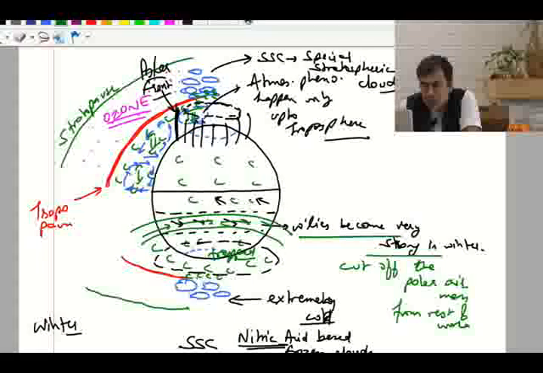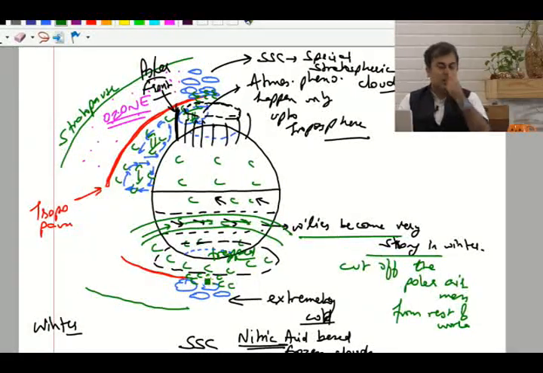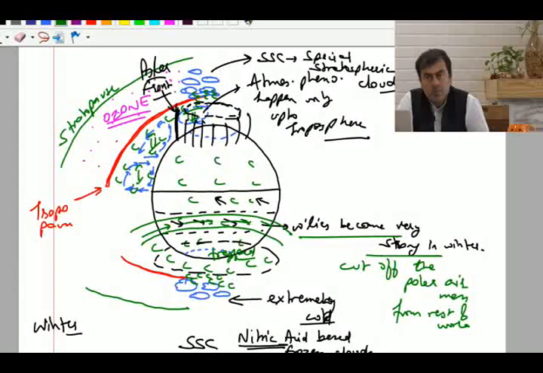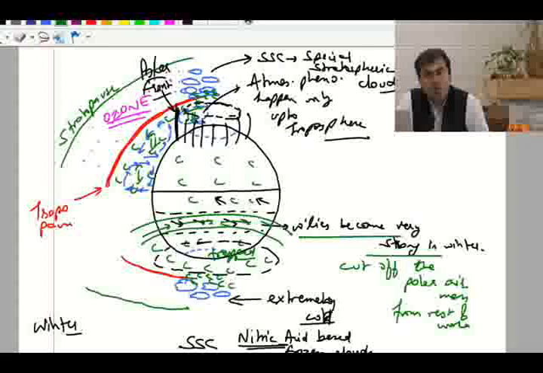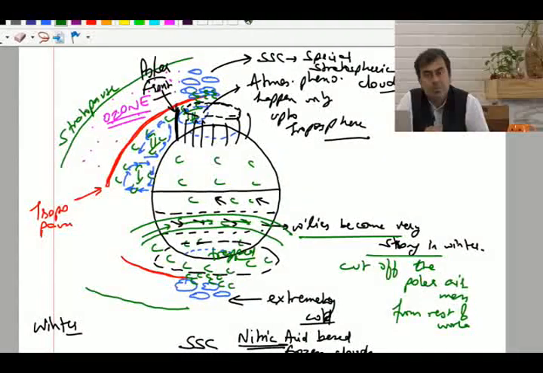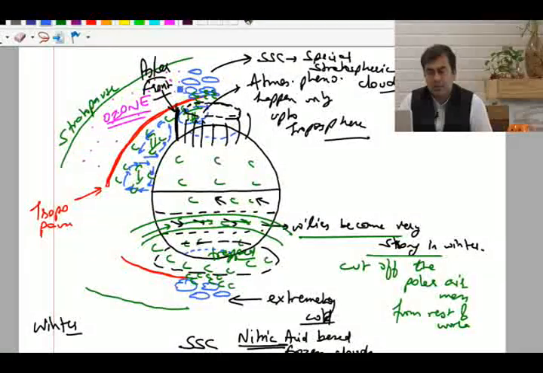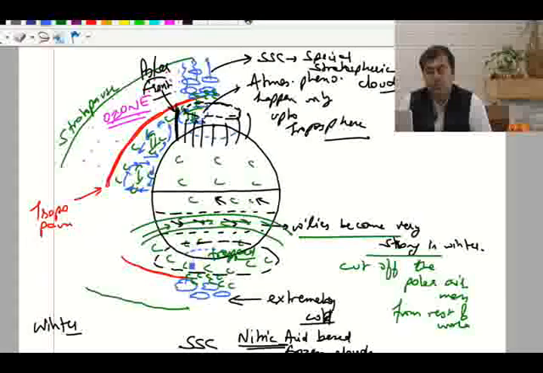On the base of these clouds during the winter, the chlorofluorocarbons will stick. When the winter is over, what will happen? Spring season will come, and these clouds will start rising because their temperature is increasing, and they dissolve and disappear.